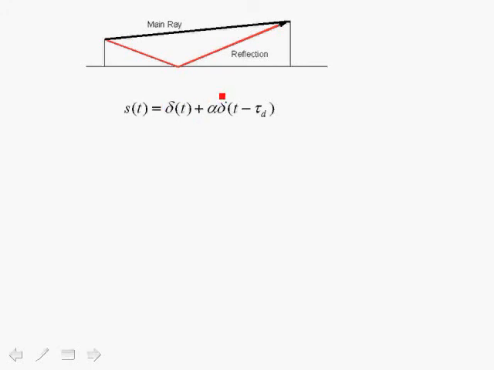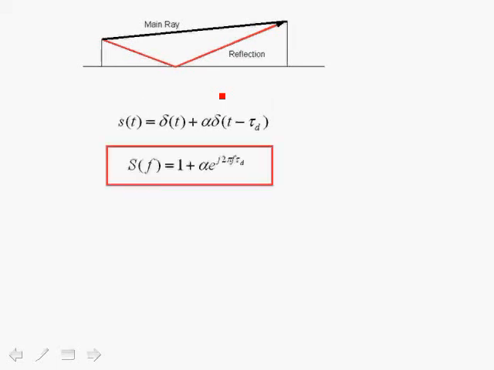Now, what we need to do is analyze this, and the best thing to do is analyze this in the frequency domain. So in the next step, we'll take the Fourier transform of that expression. It's very straightforward. The Fourier transform of an impulse is a constant 1. And of course the impulse delayed by tau d is just e to the j 2 pi f tau d. And of course alpha is the attenuation. So this is the frequency response with multipath.